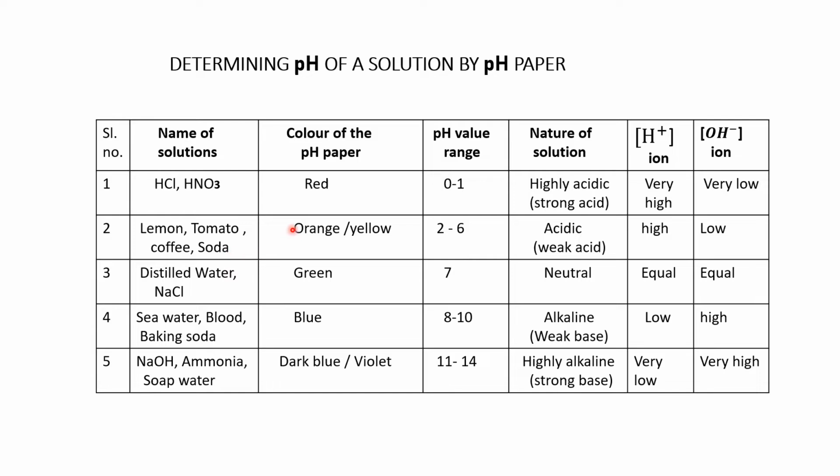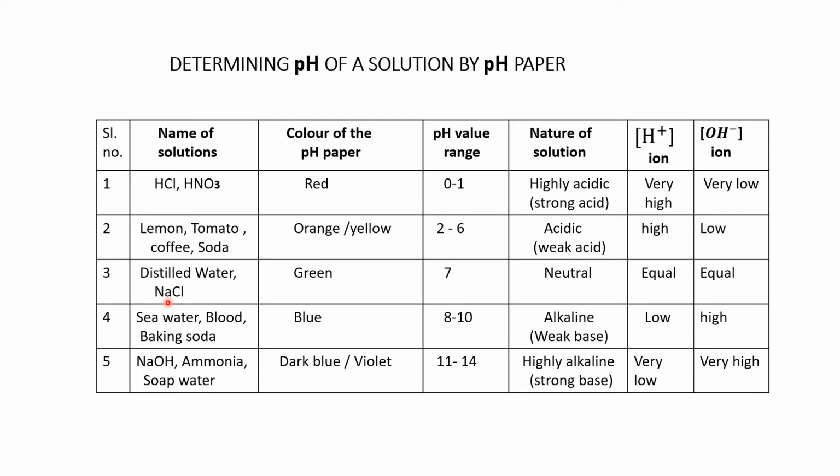Now you will see the second type, that is lemon, tomato, coffee, soda. When these are added to the pH paper, you will observe either of these two colors, either orange or yellow. It indicates that the pH of these substances lies between 2 to 6. The nature of the solution is acidic and these are known as weak acids. Now what about the H+ ion concentration? Here also it will be high, but not as high as compared to the strong acid. Now what about the OH- ion concentration? Here it will be slightly low, not very low.